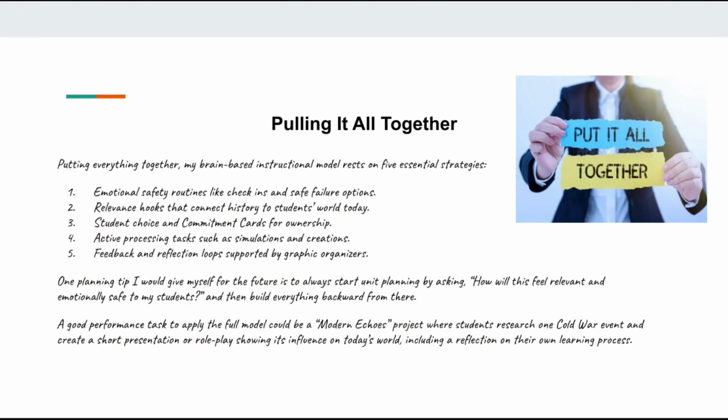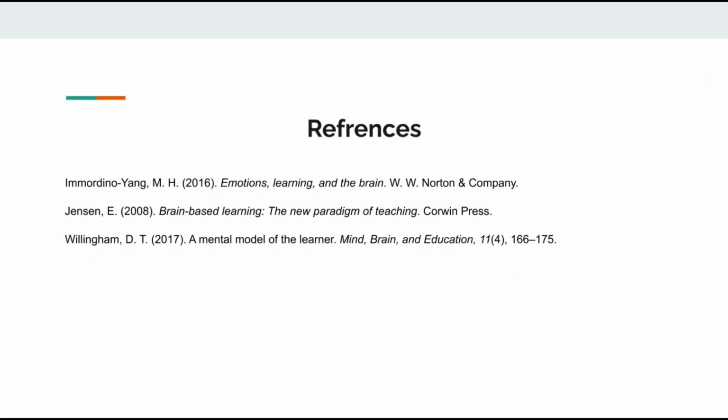So one planning tip I would give myself for the future is to always start planning by asking, how will this feel relevant and emotionally safe to my students? And then build everything backwards from there. A good performance task to apply the full model could be the Modern Echoes project, where students research one Cold War event and create a short presentation or role play showing its effects and influence on today's world, including a reflection on their own learning process as well.